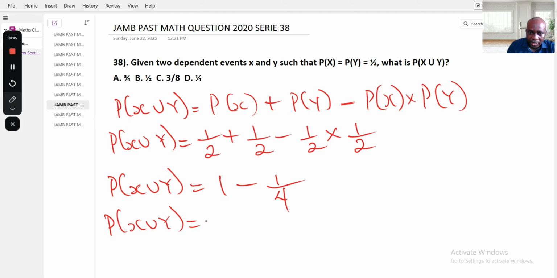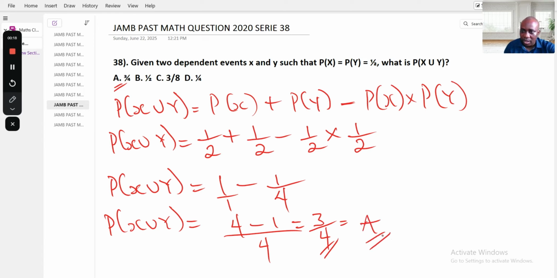How do I get the 3 over 4? Do we need to calculate it? I just say 4 minus 1 is going to give me what? 3 over 4. Or you can say, what's the LCM of the denominator, which is 4. How many 1 can we see in 4? That's 4. 4 times 1, 4. How many 4 can we see in 4? 1. 1 times 1, 1. Therefore, 3 over 4. Our final answer will be 3 over 4. Yes, A. Final answer is what? A. Let's move to the next question.